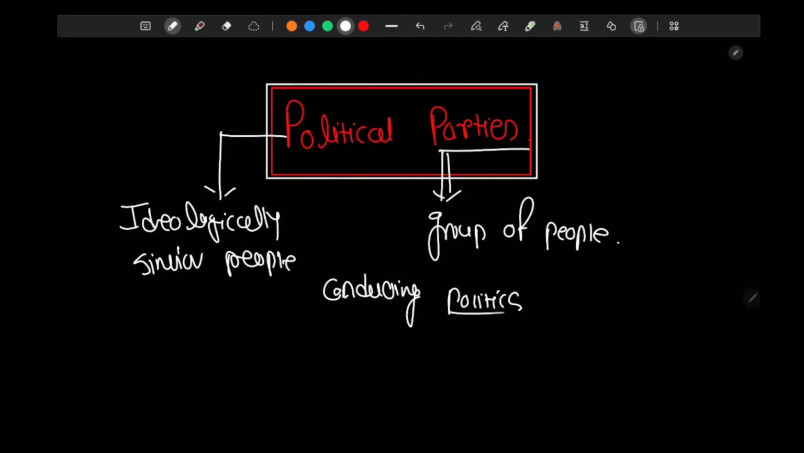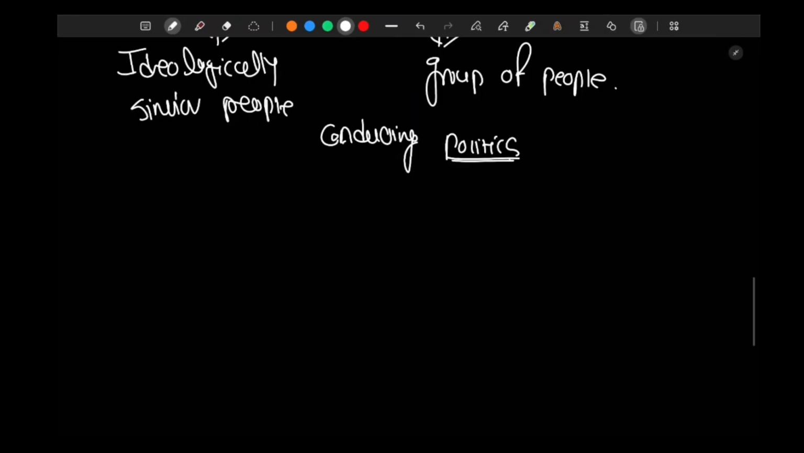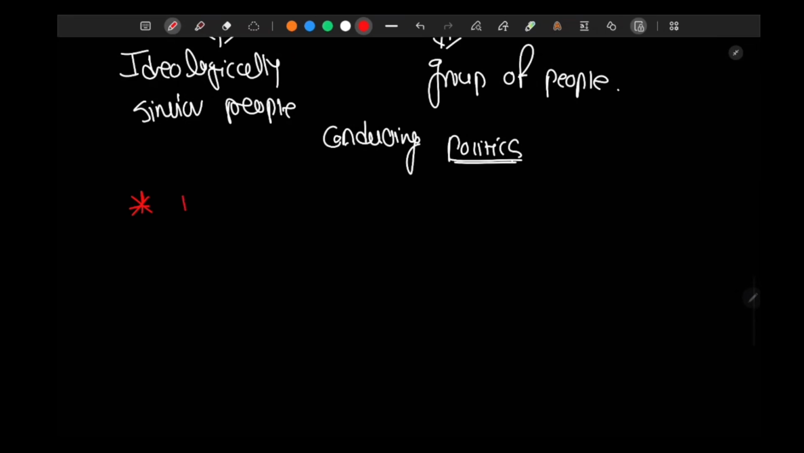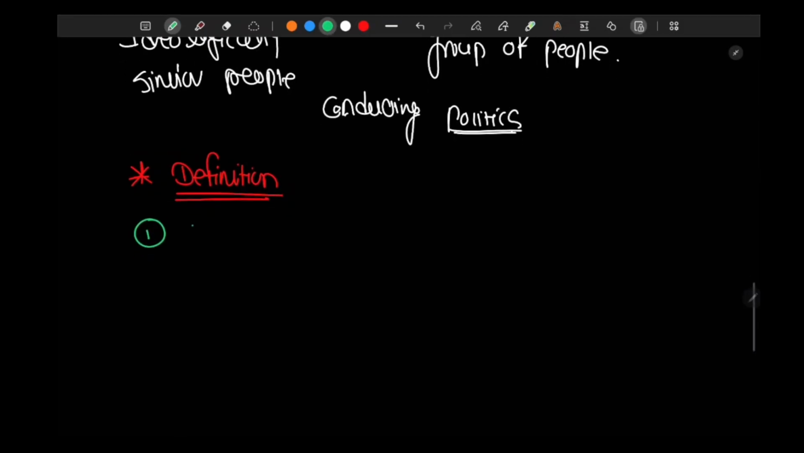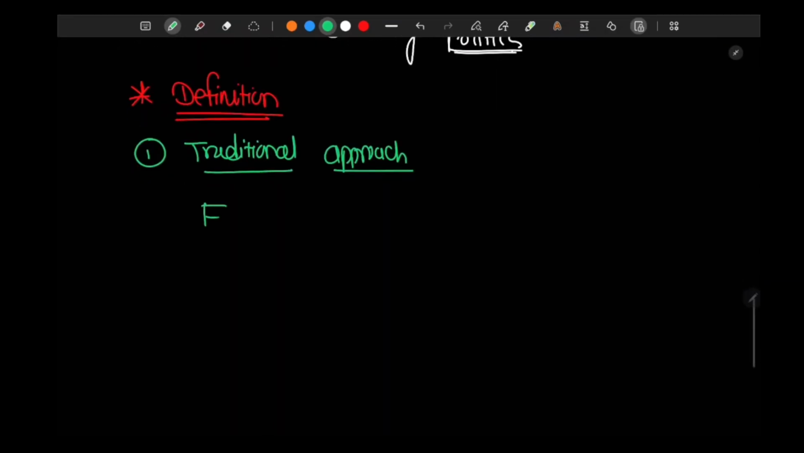But it is not as simple as we make it out to be, right? Political party is not this simple. This is a very general perspective with respect to political parties. Scholars have analyzed political parties from multiple perspectives. With respect to definition, there are two broad traditions. The first tradition is the traditional approach with respect to political parties. It was given by Edmund Burke.